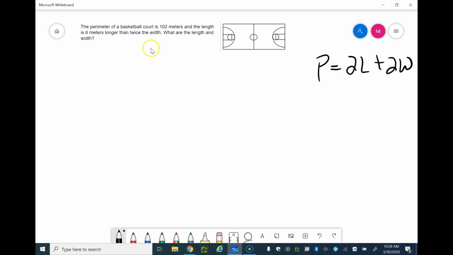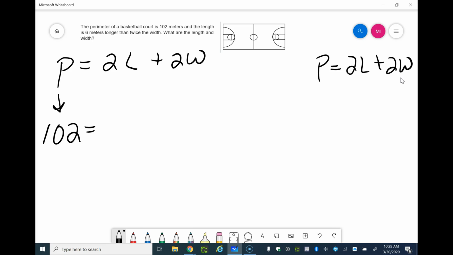So let's go back to the word problem. The perimeter of the basketball court is 102 meters. So if I write this equation over, they said the perimeter is 102. So I'm going to change this P to 102.